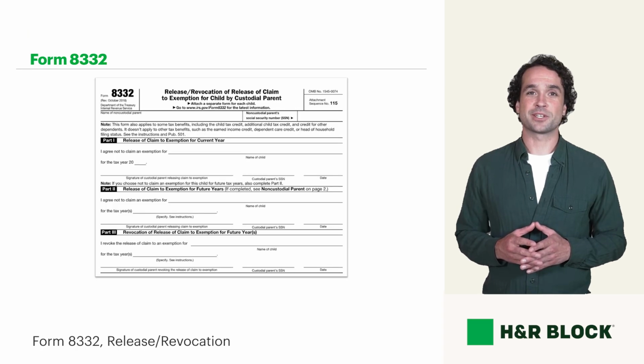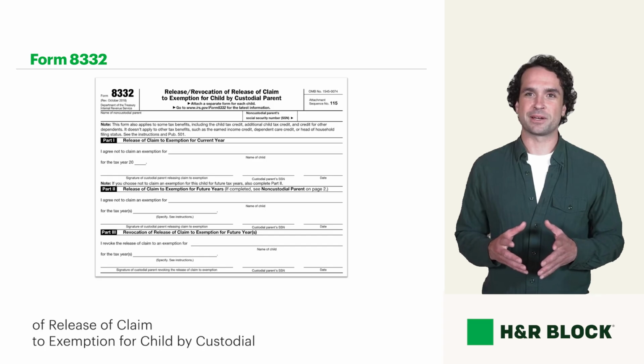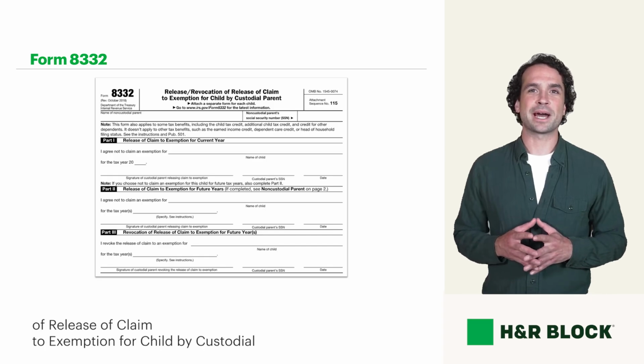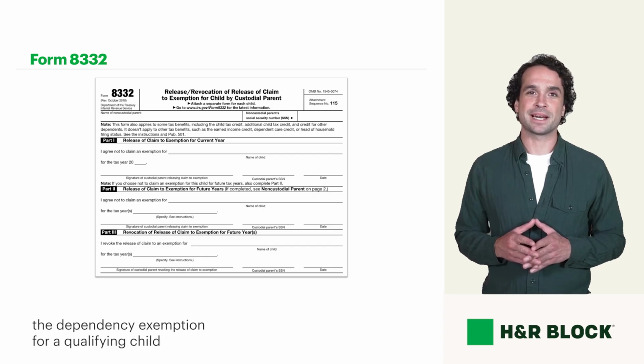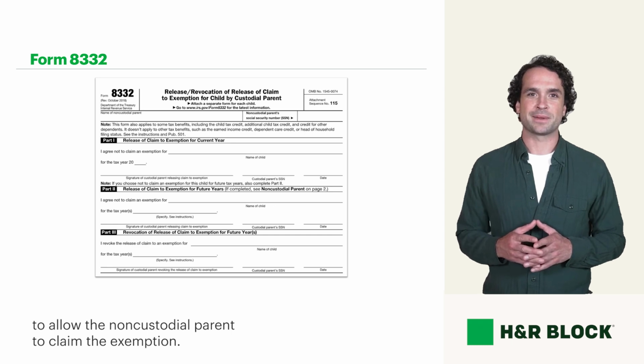Form 8332, Release/Revocation of Release of Claim to Exemption for Child by Custodial Parent, is used for the custodial parent to waive their right to claim the dependency exemption for a qualifying child, to allow the non-custodial parent to claim the exemption.